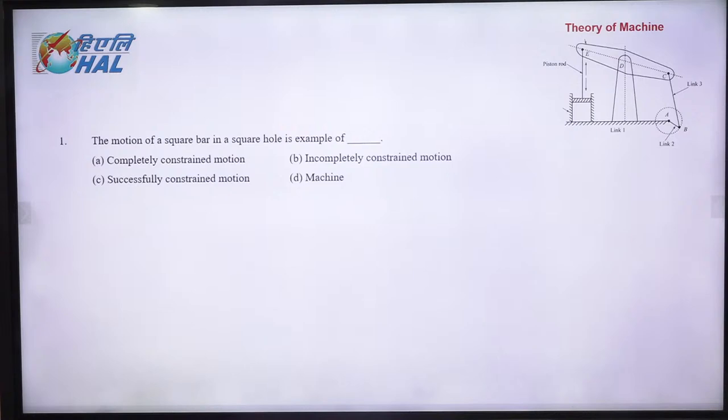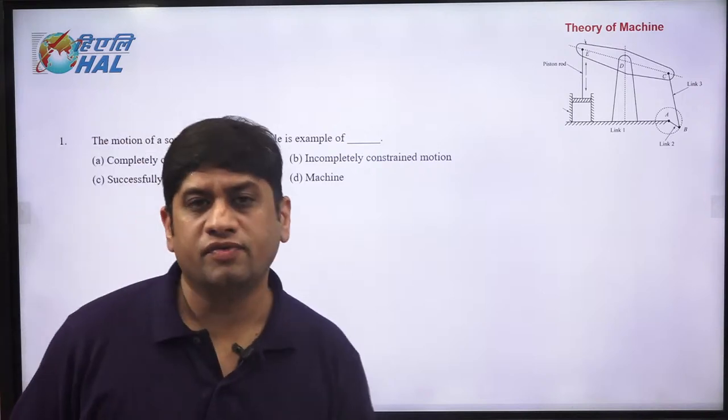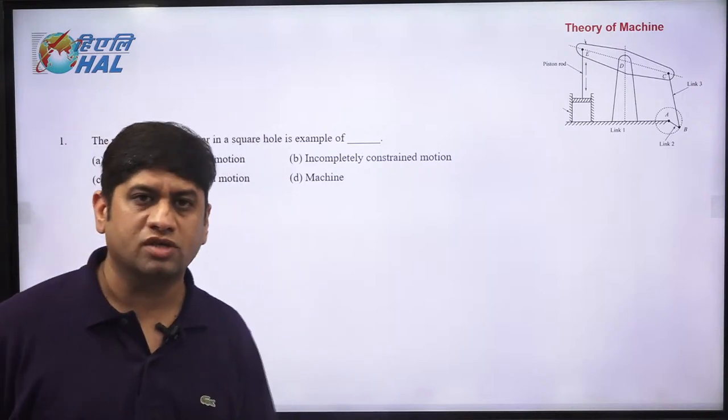Today's lecture is about mechanisms and links kind of topics. So, a motion of a square bar in a square hole is an example of what? As you know, there are constrained motions. There are a couple of types of constrained motions, and all of you know the different types.